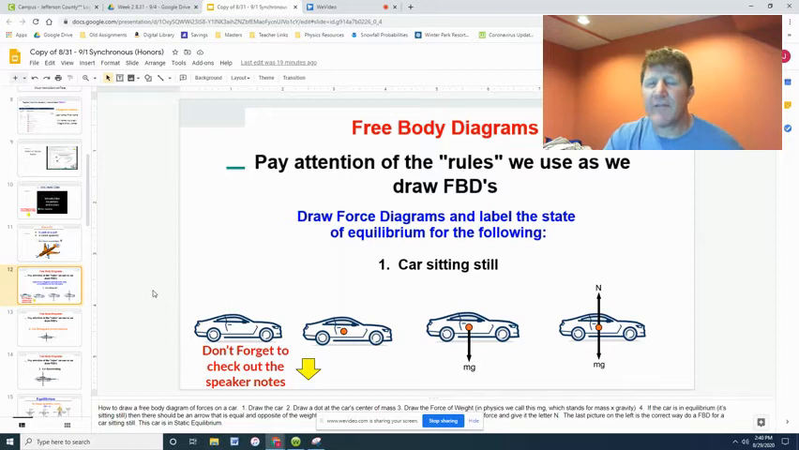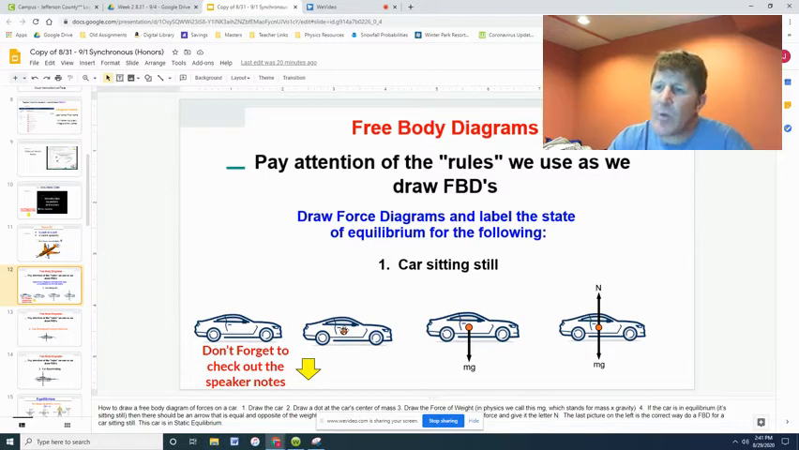Then we're going to talk about free body diagrams, and there are some conventions in setting up free body diagrams. Here we have a situation where a car is at rest, and there are two forces acting on the car at this moment. First off, we want to make sure that we draw something that looks like a car. So we have our car. Then we want to identify where the center of mass is, and we're going to assume the center of mass is here in the center of the car. Then we're going to draw our forces that are acting on the car.